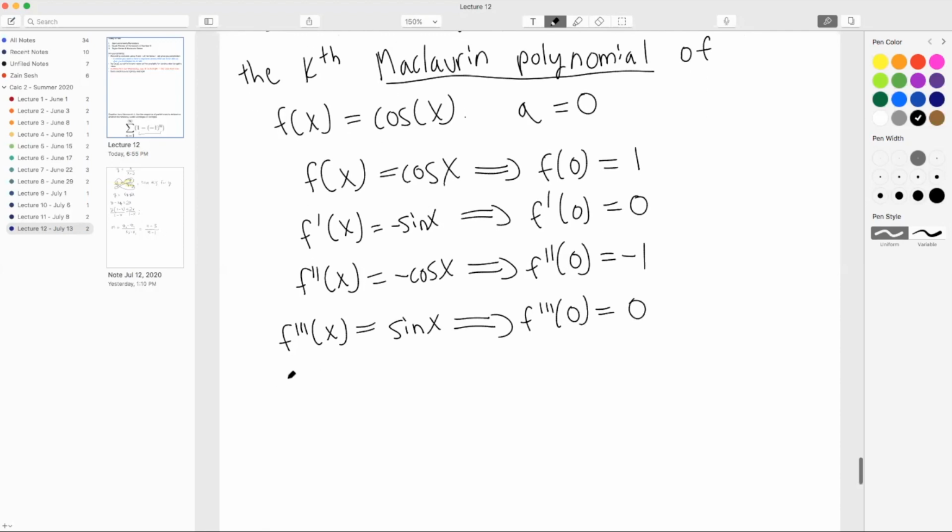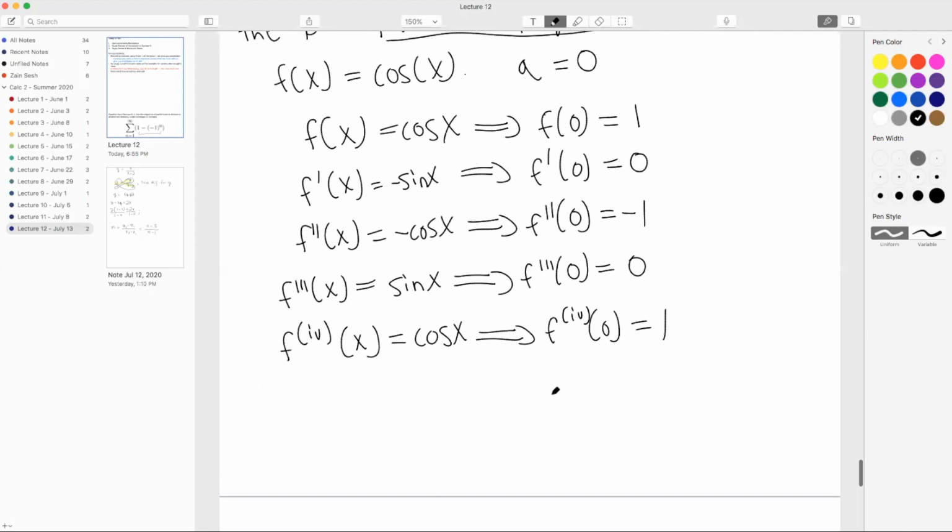Good. And now on the fourth derivative, you're going to see that we end up back with cosine of x, okay? And that evaluated at 0 is 1. All right, so we ended up exactly with what we started with, so now the pattern repeats. This is very similar to the example from before. Now the pattern repeats. All right, very good.